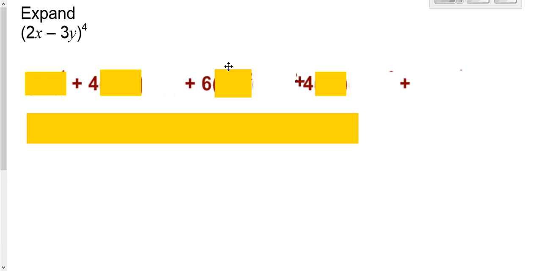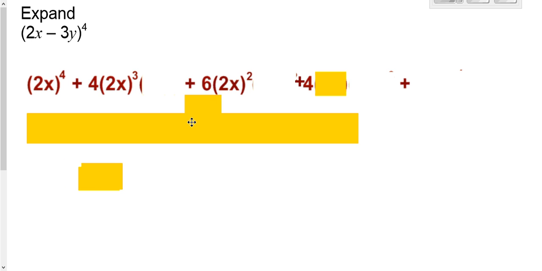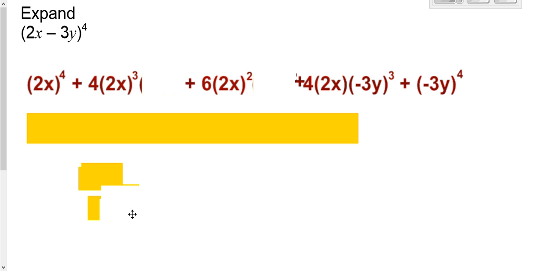Try to quickly do this one here without watching the video, and then watch the video quickly. So we're going to start off with the fourth row. So we have a 1, a 4, a 6, a 4, and a 1. Then we'll have our 2x to the 4th, 2x to the 3rd, 2x to the 2nd, 2x to the 1st. Then we'll take our negative 3y to the 4th, negative 3y cubed, negative 3y squared, negative 3y, and then we'll work this out.